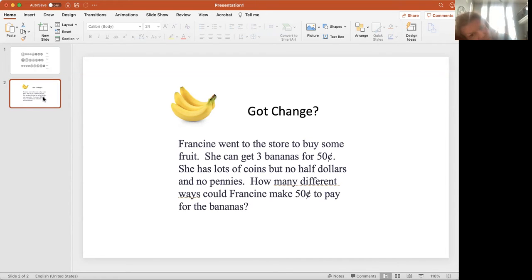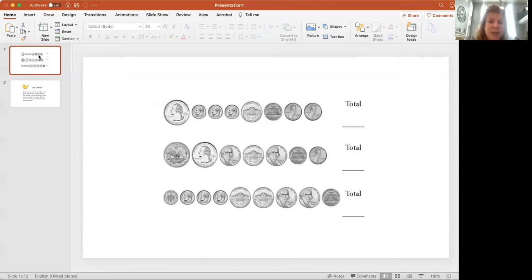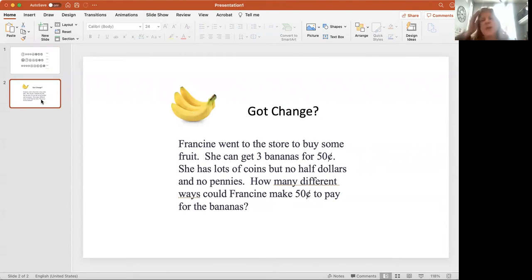Francine went to the store to buy some fruit. She can get 3 bananas for 50 cents. She has lots of coins, but no half dollars and no pennies. How many different ways could Francine make 50 cents to pay for the bananas? So if you think about this task and you think about this task, I guess the first thing I would ask you is, how are they similar?